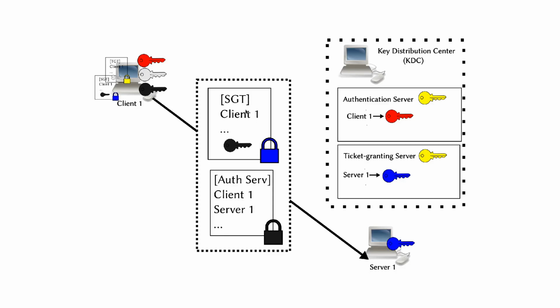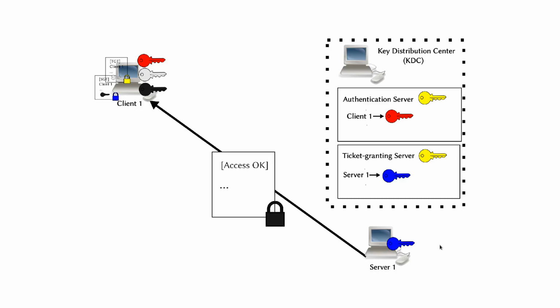And then, since the service granting ticket also contains this black session key, it can decrypt this second part of the message and verify that this is an authentication request from client 1 to server 1. And now there is only one step left, and it is for server 1 to send back a message to client 1, which is encrypted with the black session key, saying that it got access. So this is how clients can authenticate themselves to servers using the Kerberos protocol.